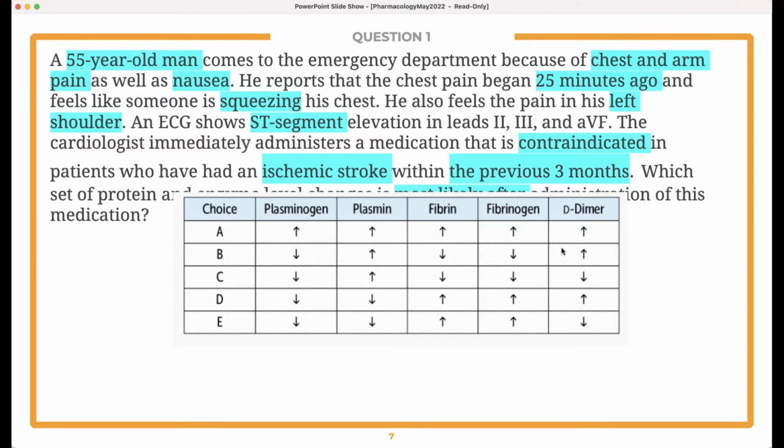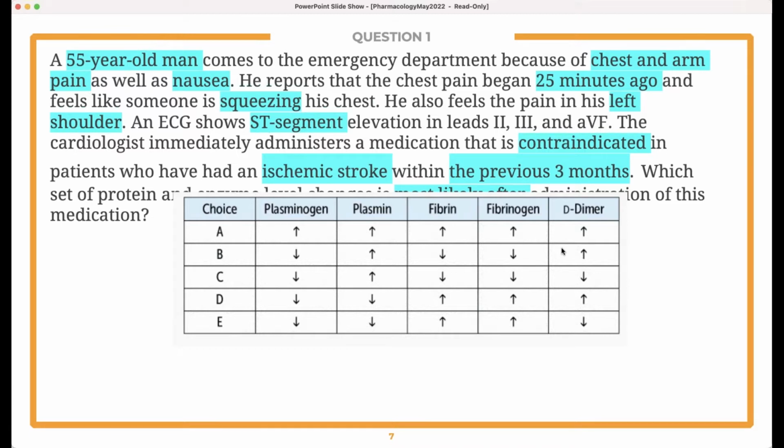So starting at the top, you always want to make note of how old the person is. We know they're 55 years old. Why are they coming to the emergency department? Chest and arm pain as well as nausea, right? When did the pain begin? It began 25 minutes ago, and it feels like someone's squeezing his chest, right? And he feels it also in his left shoulder.